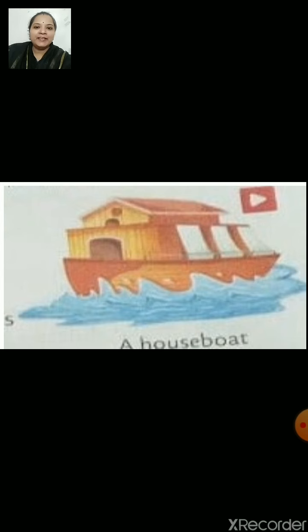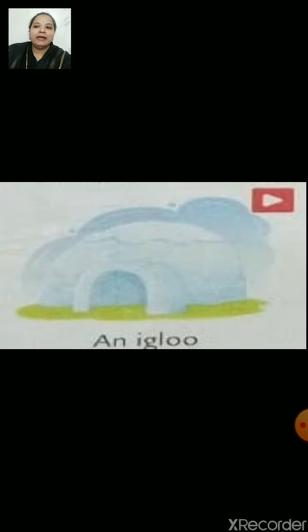Have a look at the next picture. Yes, this is an igloo. In the regions which are always covered with ice and snow, people build houses from ice blocks. It is called as igloo. Yes, an igloo is made up of ice blocks and it is found in the places which are covered with snow throughout the year.